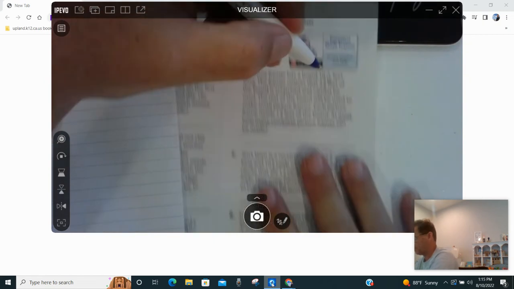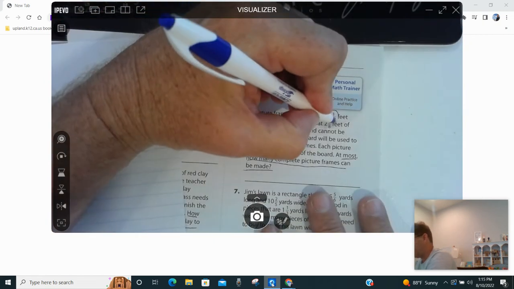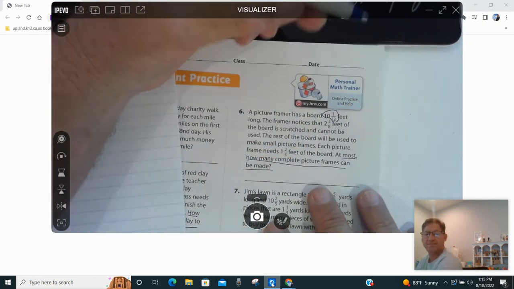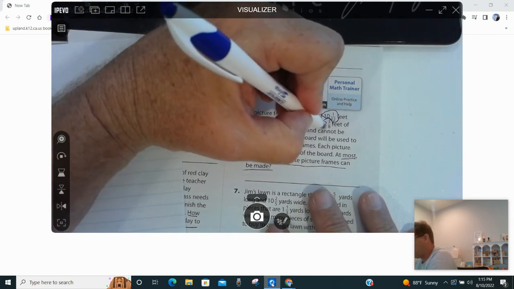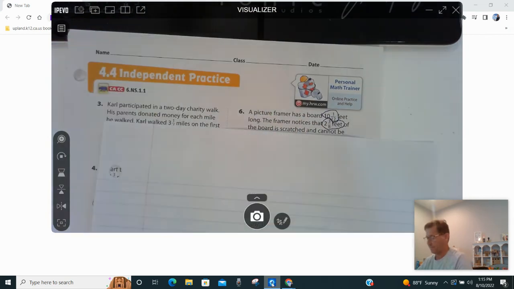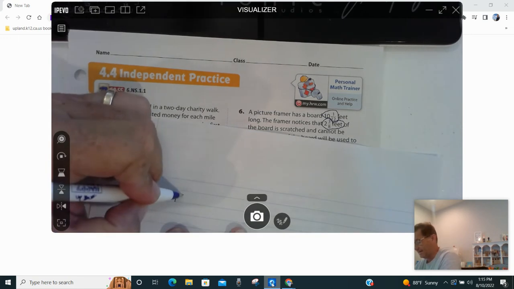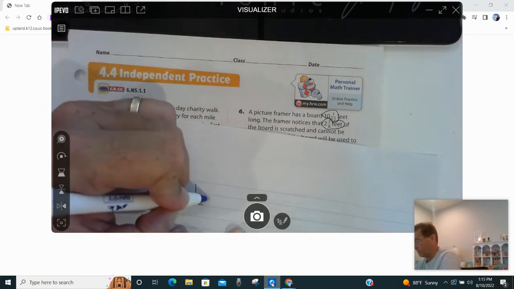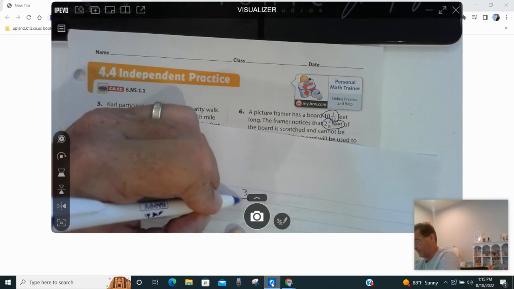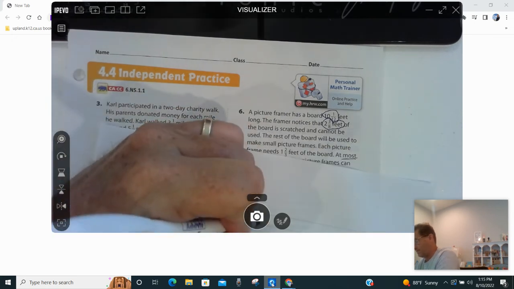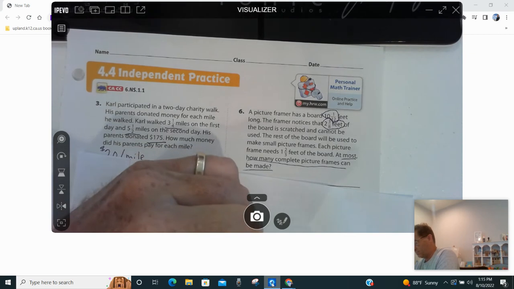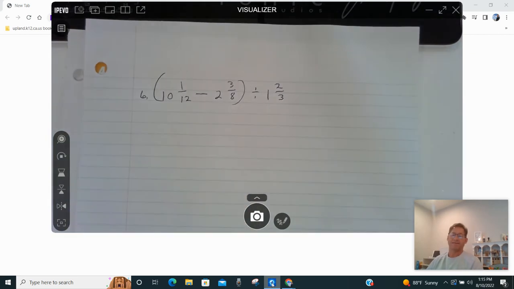So we have 10 1/12 feet, but we have to get rid of 2 3/8 feet. So number 6, we will write this as 10 1/12 minus what can't be used. And then we're going to divide by the amount needed to complete each picture frame.